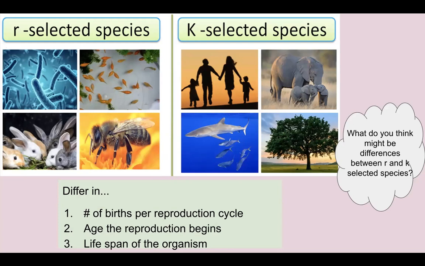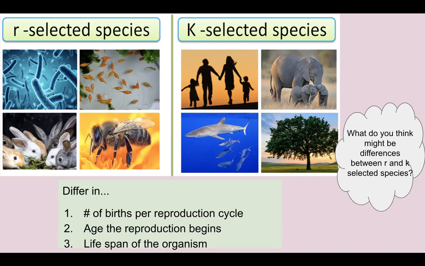Feel free to pause the video if you would like time for discussion. But these two species differ in the number of births per reproductive cycle, also in the age that reproduction begins, and also in the lifespan of the organism. So let's take a look at the R species first. The R-selected species, or the R strategist, are adapted to living in fluctuating environments where there might be changing temperatures or changing food availability.